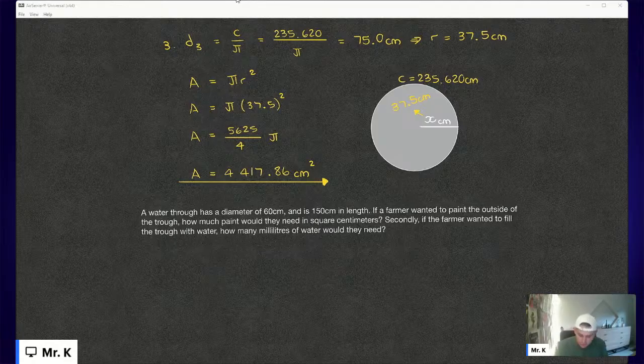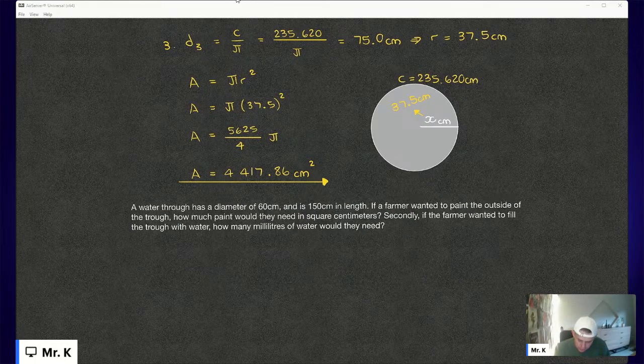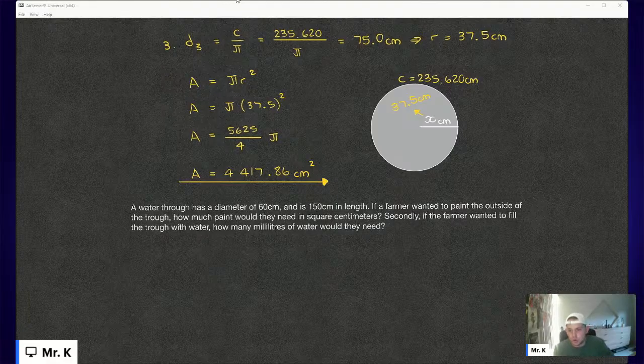Okay, this is a question that I want us to go through. If you guys would like to quickly get down, you're more than welcome to. This question is testing your understanding of surface area, but also volume of circles, essentially parts of a cylinder.